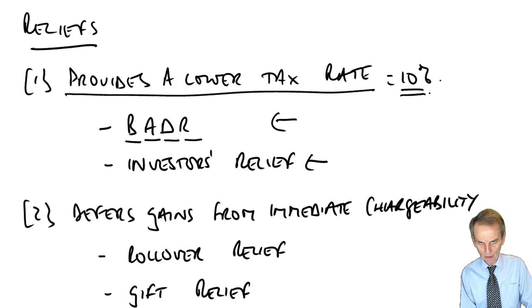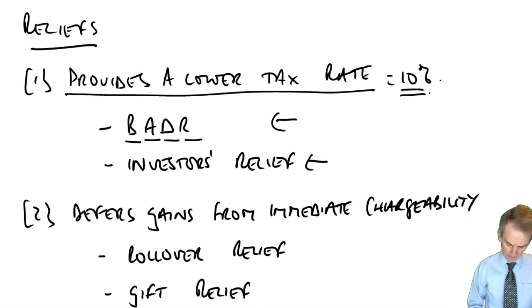If it's available, you are otherwise a higher rate taxpayer. The availability of this relief halves your tax rate. That's got to be a good idea. We only pay 10% instead of paying the 20% as a higher rate taxpayer. Those are the reliefs we'll look at first.